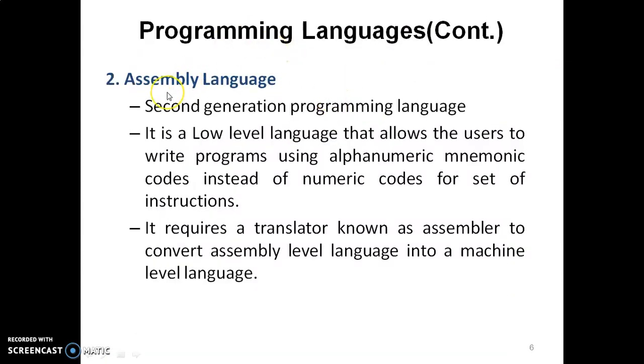Coming to the second language, we talk about assembly level language. The complete 8051 programming we write in assembly level language, which is a second generation programming language, and it is a low level language that allows the users to write programs using alphanumeric mnemonic codes instead of numeric codes for the set of instructions. This language requires a translator known as an assembler to convert assembly level language into machine level language.